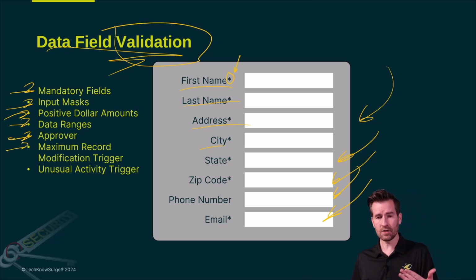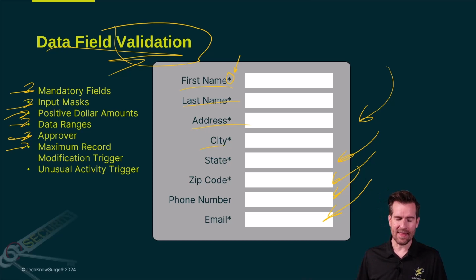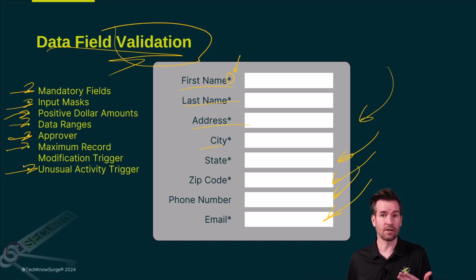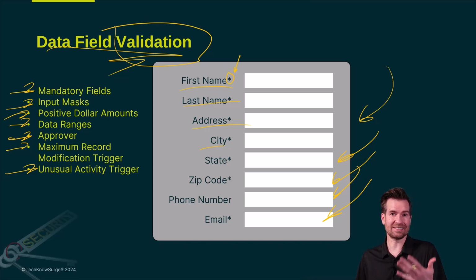A maximum record count, so that if somebody's trying to enter in a lot of records all at once, that flags as being maybe some sort of concern, and only allows people to enter in a certain amount of records at any given time. Or an unusual activity trigger, in case somebody's trying to hack our database or trying to input wrong data into it, then there's some sort of monitoring that we can have to make sure that things look standardized and the activity that's happening is not unusual.